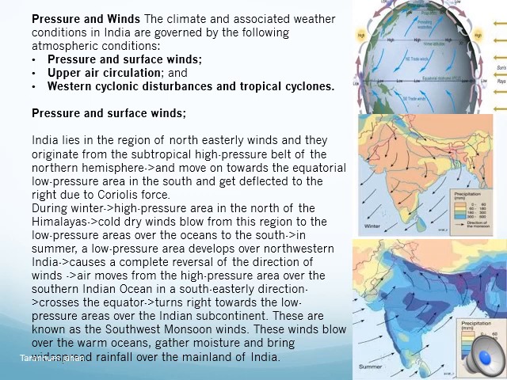Now we'll see how pressure and wind also affect the climatic condition of India. India's climate and weather conditions are governed by the following atmospheric conditions. Three conditions have been given, and we'll discuss each under a separate heading: pressure and surface wind, upper air circulation, and western cyclonic disturbances and tropical cyclone. How do all three affect the climate of India? Let's see one by one. The first is pressure and surface wind.